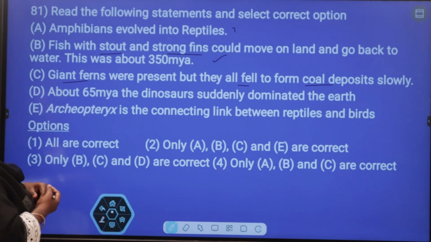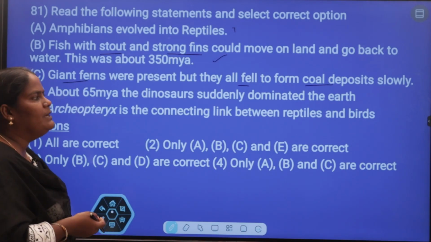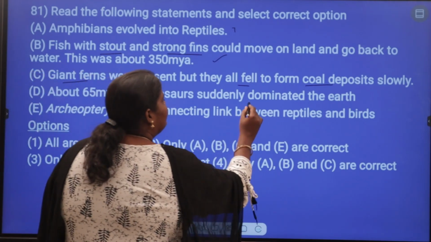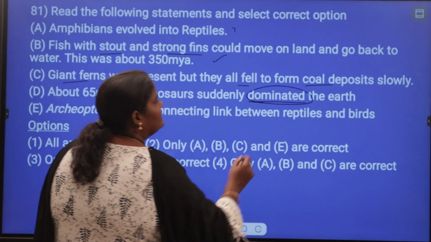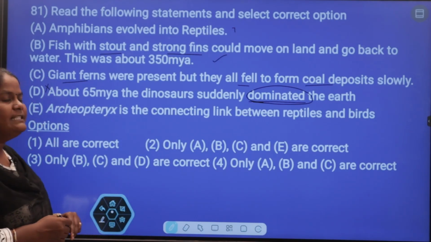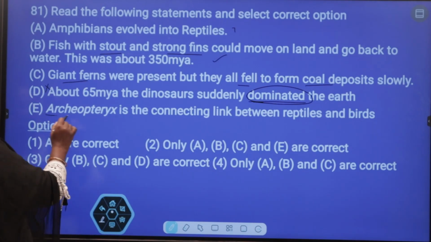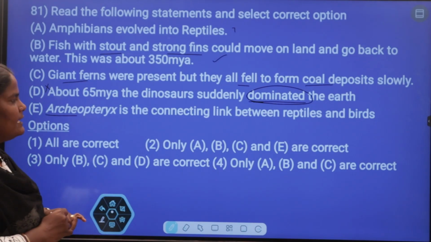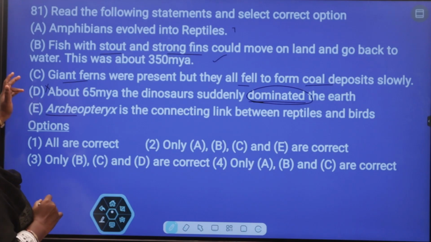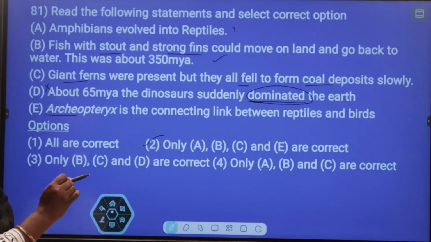Next, D statement: about 65 million years ago, the dinosaurs suddenly dominated the earth. No, they suddenly disappeared from the earth. This statement is wrong. Next, Archaeopteryx is a connecting link between reptiles and birds. Yes, we have fossils of Archaeopteryx. Yes, the statement is right. So among the given 5 statements, D is the wrong one. So the answer is: only A, B, C and E are the correct statements.